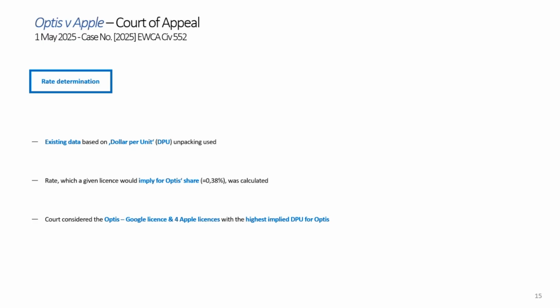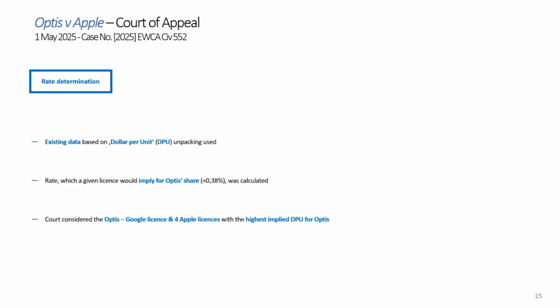So this is what the court used then. It used the existing data where the expert had unpacked the comparable agreements on the dollar per unit basis. This was the first step. Then what the court did was to calculate the rate which every given license would imply for Optis's share, which was considered to be 0.38% of the total stack of relevant SEPs. And then looked at what is the implied dollar per unit rate coming out of these agreements for Optis.